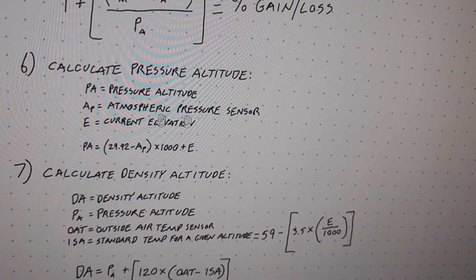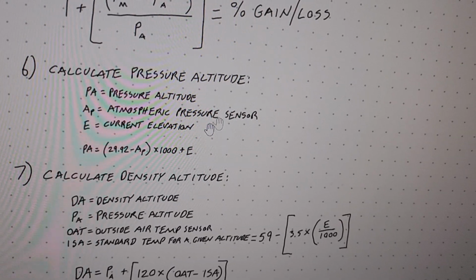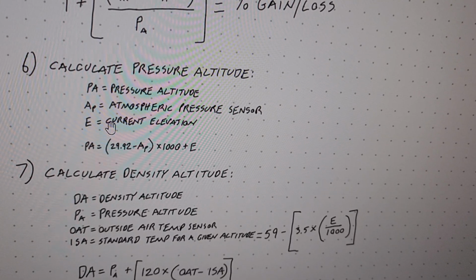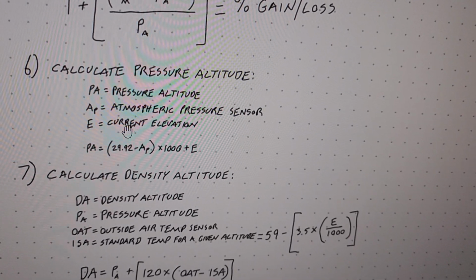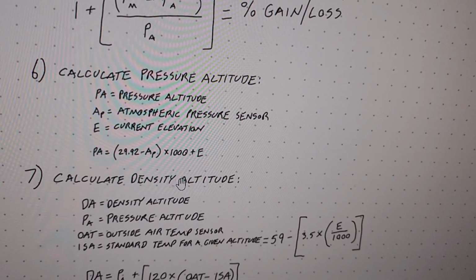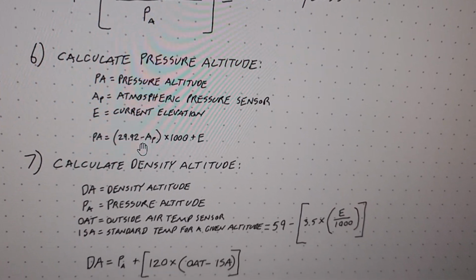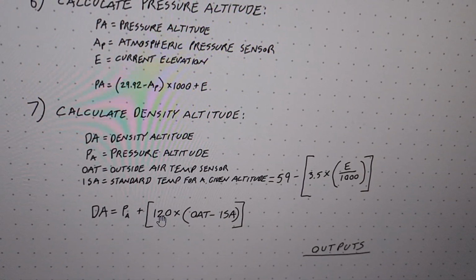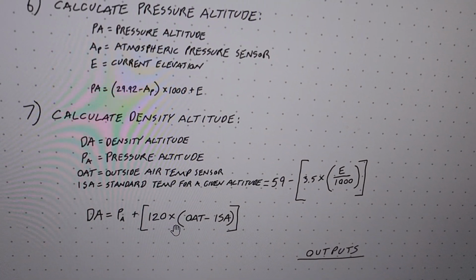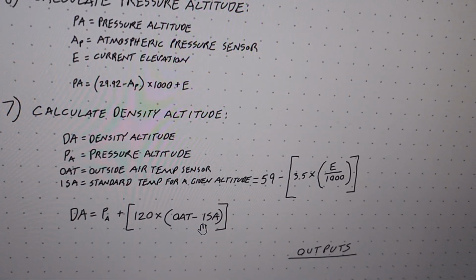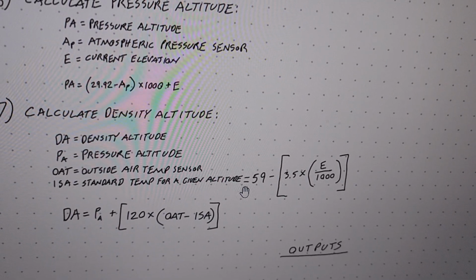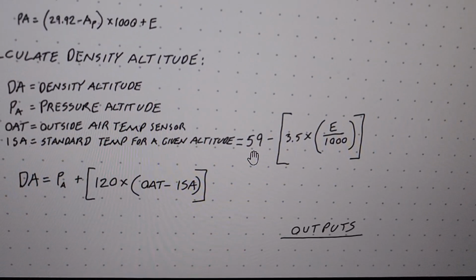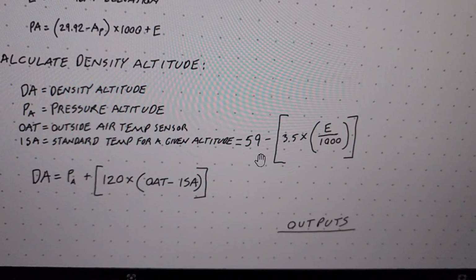Minus AP, which is going to be your atmospheric pressure. Ignore sensor. This is just how I'm going to program mine in to give me my live density altitude. And then multiply that by 1,000. And then you're going to add your current elevation in here. Okay, that'll give you your pressure altitude. Then you go down here and you do density altitude equals your pressure altitude plus 120, so that's going to be a fixed value, times your outside air temperature minus the standard temperature for a given altitude. I'm not going to tell you why it's correct. You just have to trust me. You can look it up yourself.